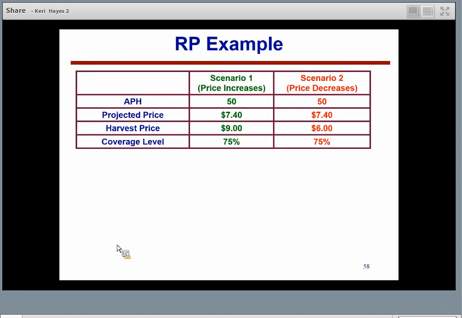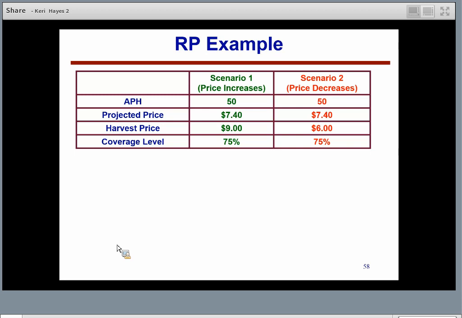So here's just an example. So again, we're using RP. It's the same farmer. Again, prices are good. We're in a good price environment here. I think it was $7.40 was the price a few years back. So our APH is 50, and so we have basically two scenarios.